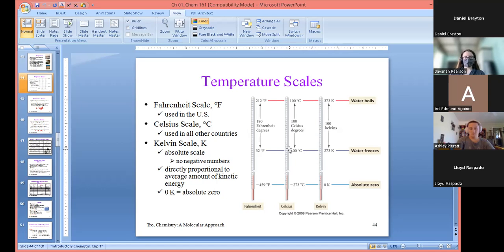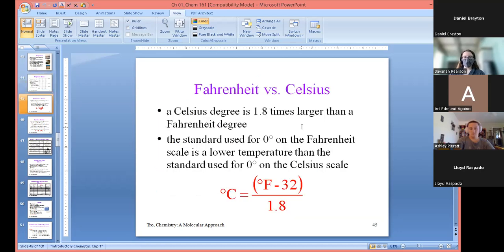And where the formula comes from is here, right? From 0 to 100, there's 100 units. They happen to be in Celsius. From 32 to 212 is 180 units of Fahrenheit. And so they're not the same. Degrees in Fahrenheit and degrees in Celsius are not the same size to one another, just like miles and kilometers are not the same size. So there's an equation that relates the two.